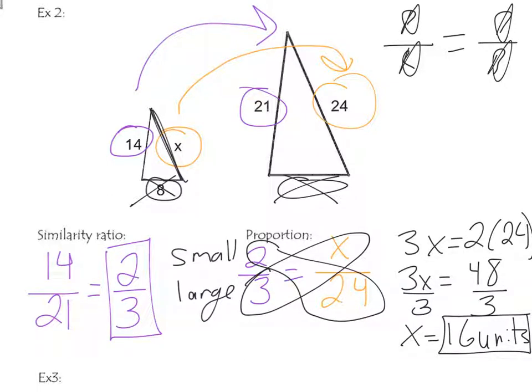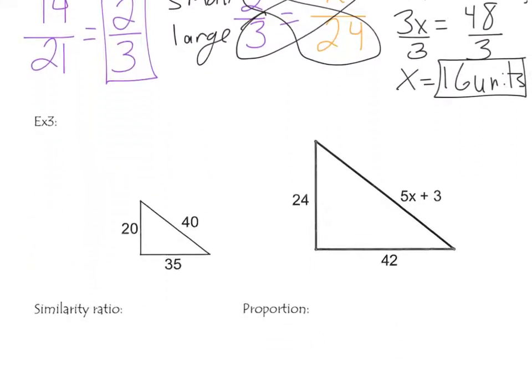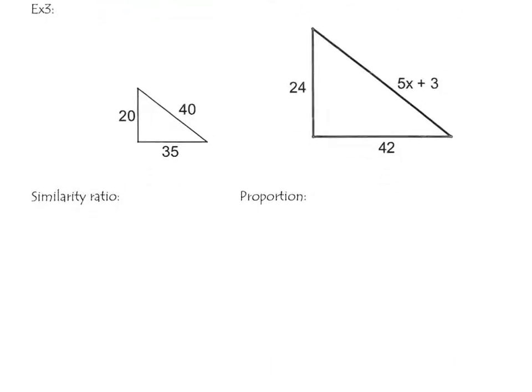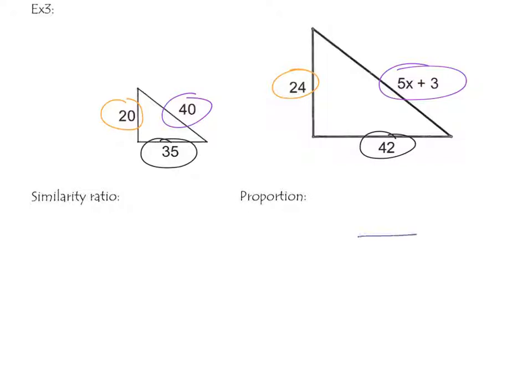Okay. Let's look at this last example. So in this one, I have 3 things that match up. I have 20 with 24. I have 40 with 5x plus 3. And I have 35 with 42. I don't need all of those, so I can pick which ones to use. But I have to use, in this case, the purple ones because that has the x involved. Okay, so I know I'm definitely going to use 40 over 5x plus 3. I have to use that one.